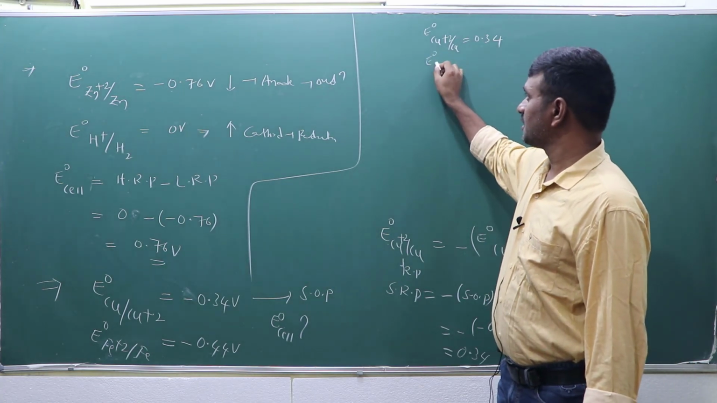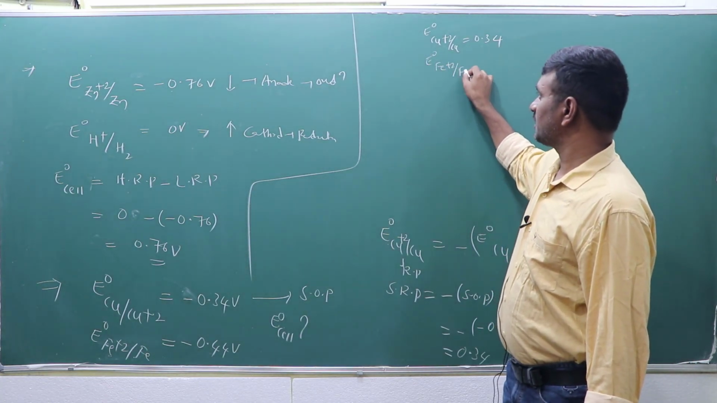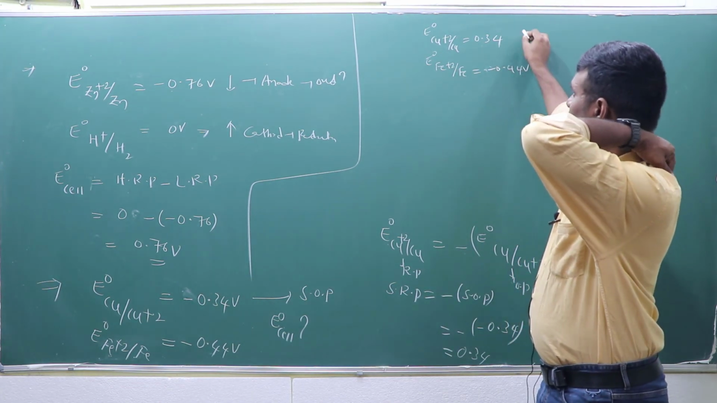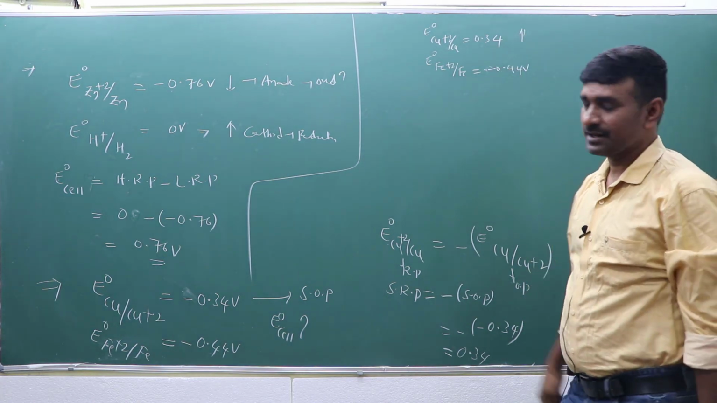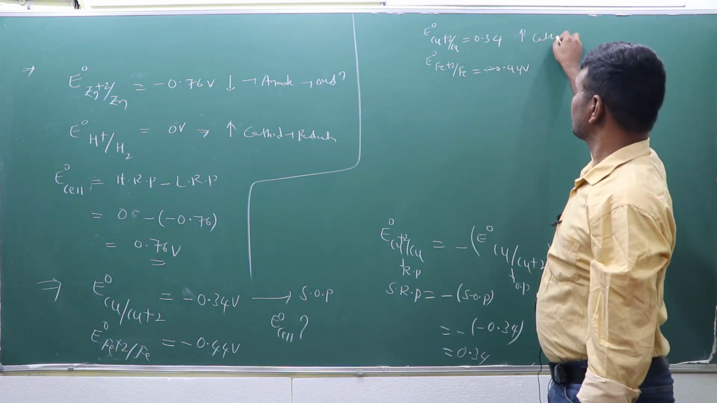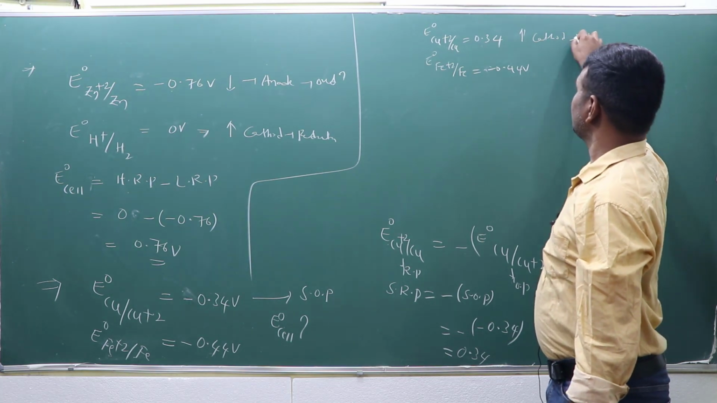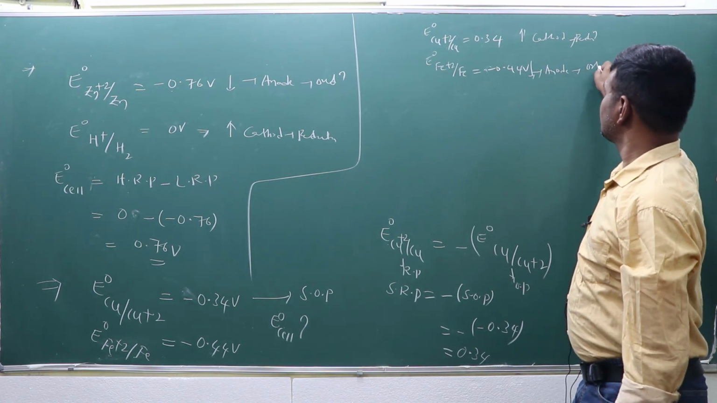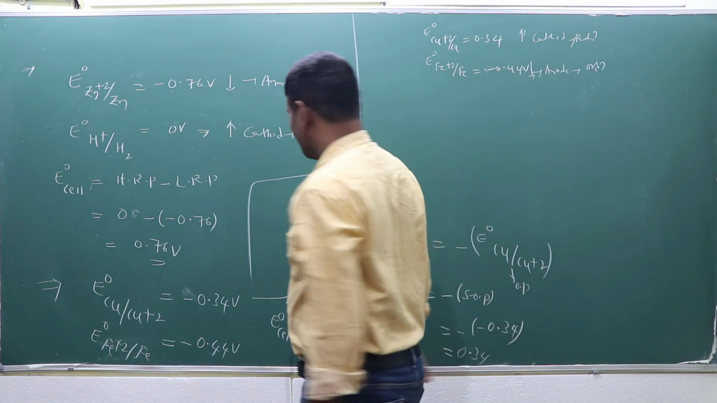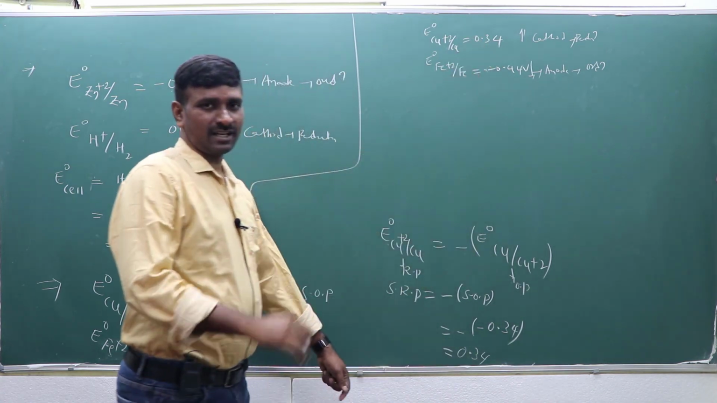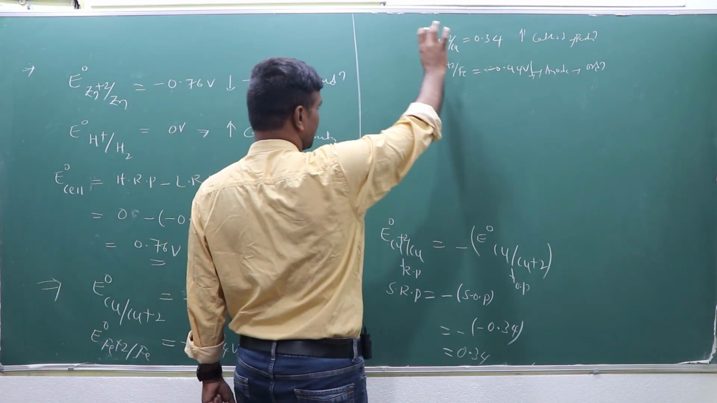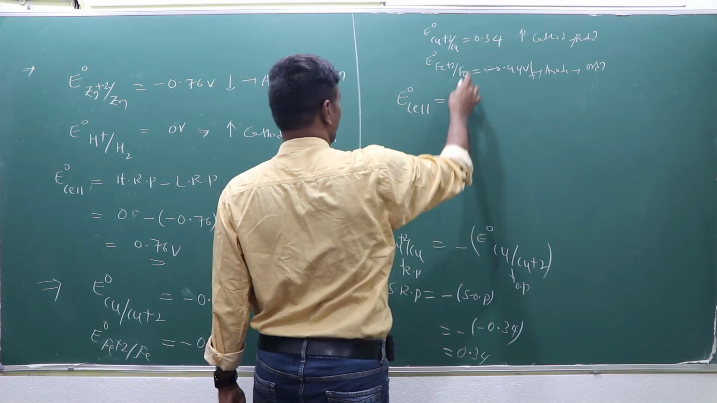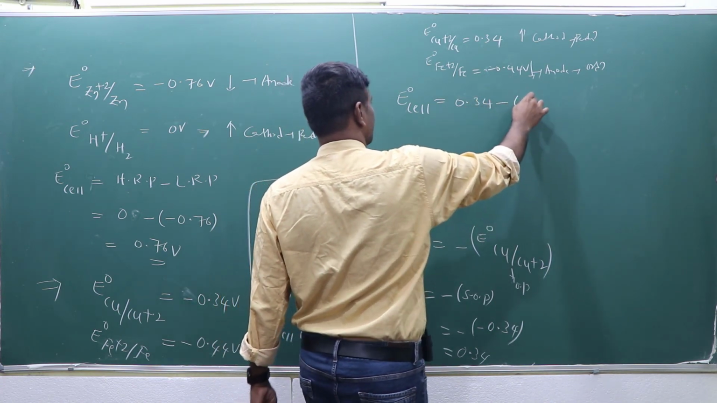Then Fe2+ to Fe is already a reduction potential, minus 0.44 volts. Which one is more? This one is more compared to this, which has a negative sign. So this acts as cathode, where reduction takes place, and this acts as anode, where oxidation takes place. More reduction potential acts as cathode, less reduction potential acts as anode. Both are reduction potentials, so E0 cell is the highest reduction potential minus the lowest reduction potential.